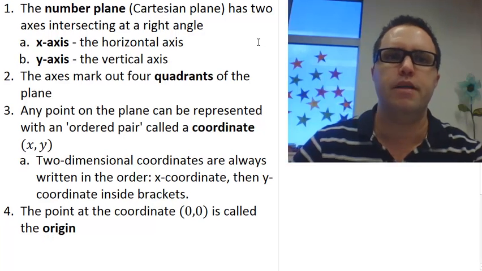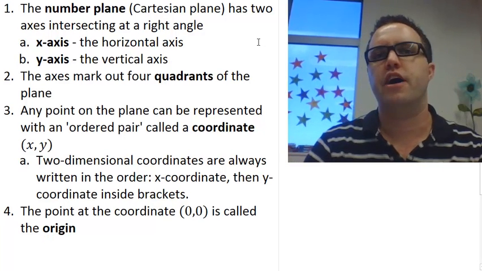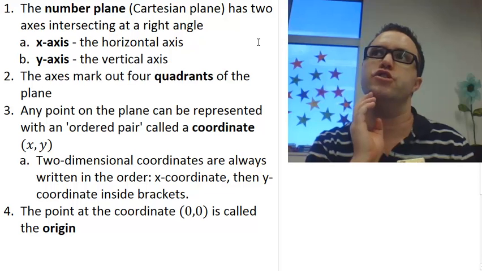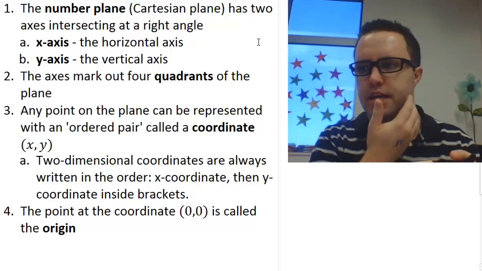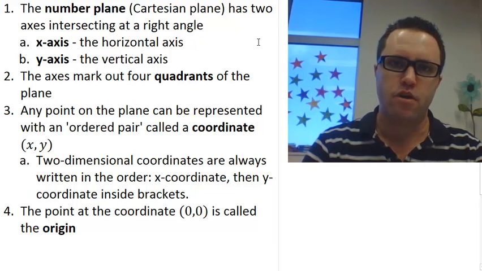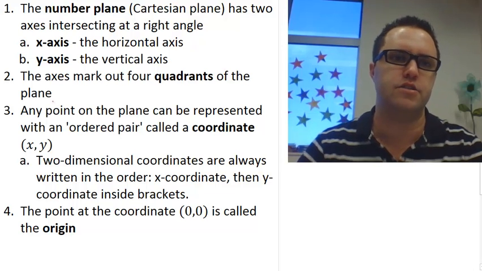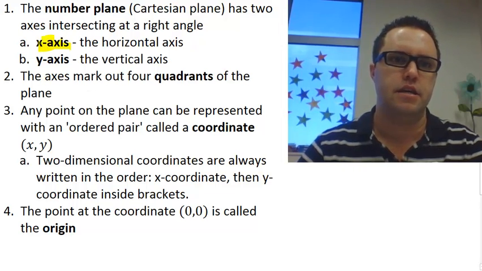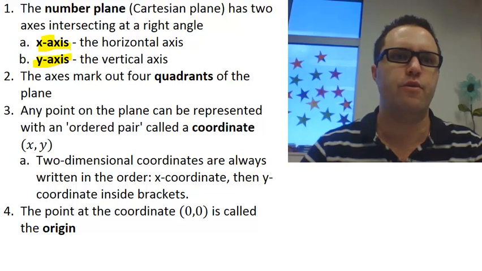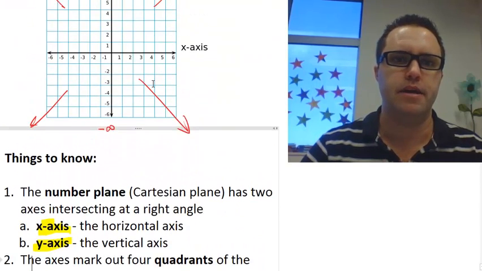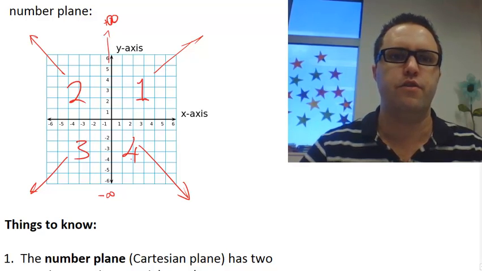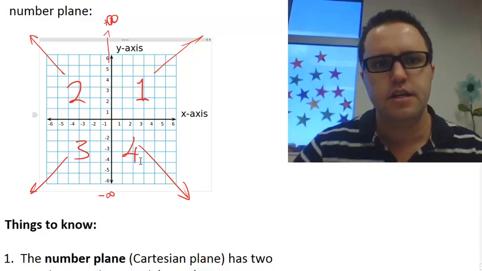Firstly, the number plane, which is also called the Cartesian plane, after a guy called René Descartes, and this is one of the mathematical things that he came up with, ways to play around with mathematical shapes and be able to solve a lot of problems actually. It has two axes intersecting at a right angle. Okay, the first one, the horizontal axis, is called the x-axis, and the vertical axis is your y-axis. Okay. The axes mark out four quadrants of the plane. So we'll go back up here for a sec, and this is our first quadrant, second quadrant, third quadrant, and fourth quadrant. Okay, it's good to become familiar with those.